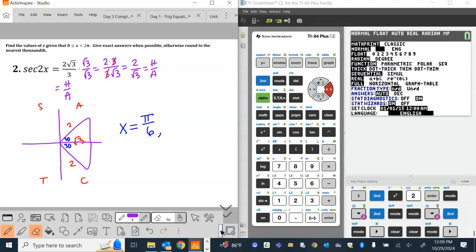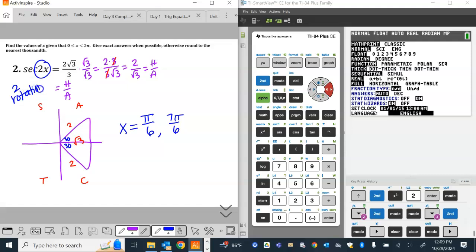Okay, now this is 2 rotations, okay? This means 2 rotations. So I need to add 2 pi to each of these. Just 1 time for 2 rotations. So I'm going to add 2 pi to each of my angles.